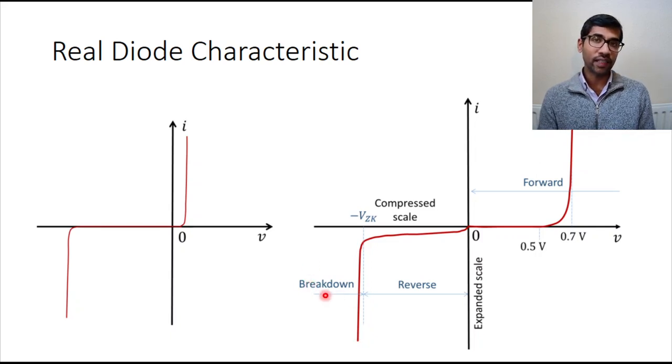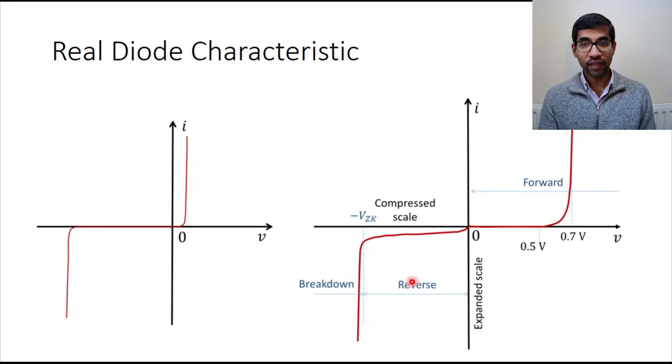And in the normal diode, breakdown is usually irreversible, right? So basically the diode has burnt up, it's got spoiled, and it won't work like a diode anymore once you enter the breakdown region. Okay, so that's breakdown.